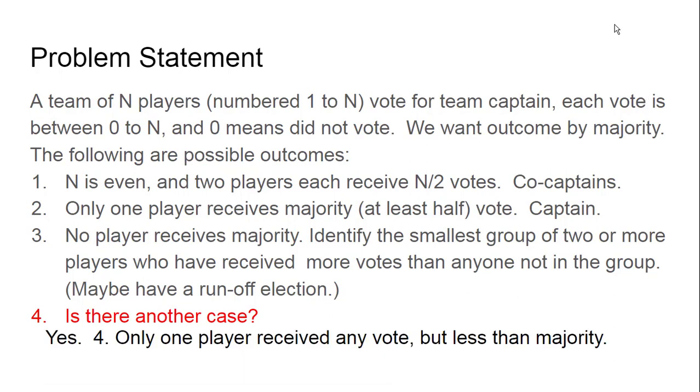The other case is that only one player received any vote, but it's less than the majority. Then we don't have more than one candidate to do a runoff election, but that player doesn't have a majority and shouldn't be captain either. This basically happens when we have too low a turnout. In some sense, maybe the team doesn't deserve to have a captain if they don't really care to vote for it. So that's the fourth case.